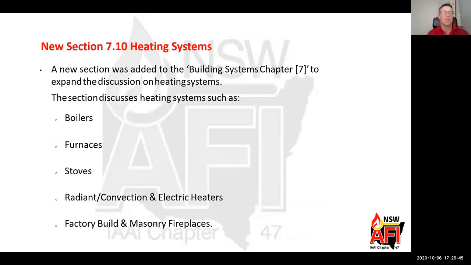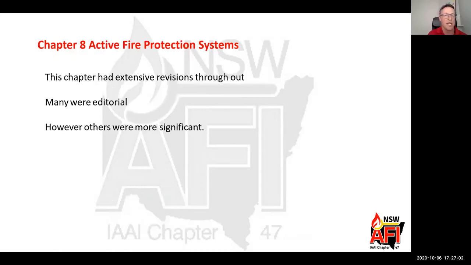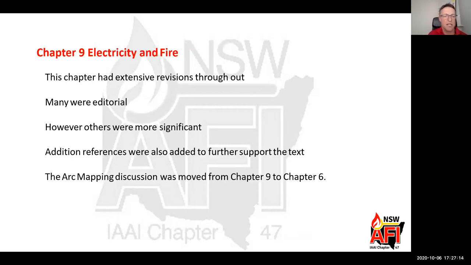So section 7, heating systems. Certainly, they said that a new section was added, a building systems chapter. This goes on to talk about boilers and furnaces and stuff like that. So that's changes to chapter 7.10. In chapter 8, active fire protection systems, this had extensive revisions, mainly editorial, as it says. There were some other significant ones in there.